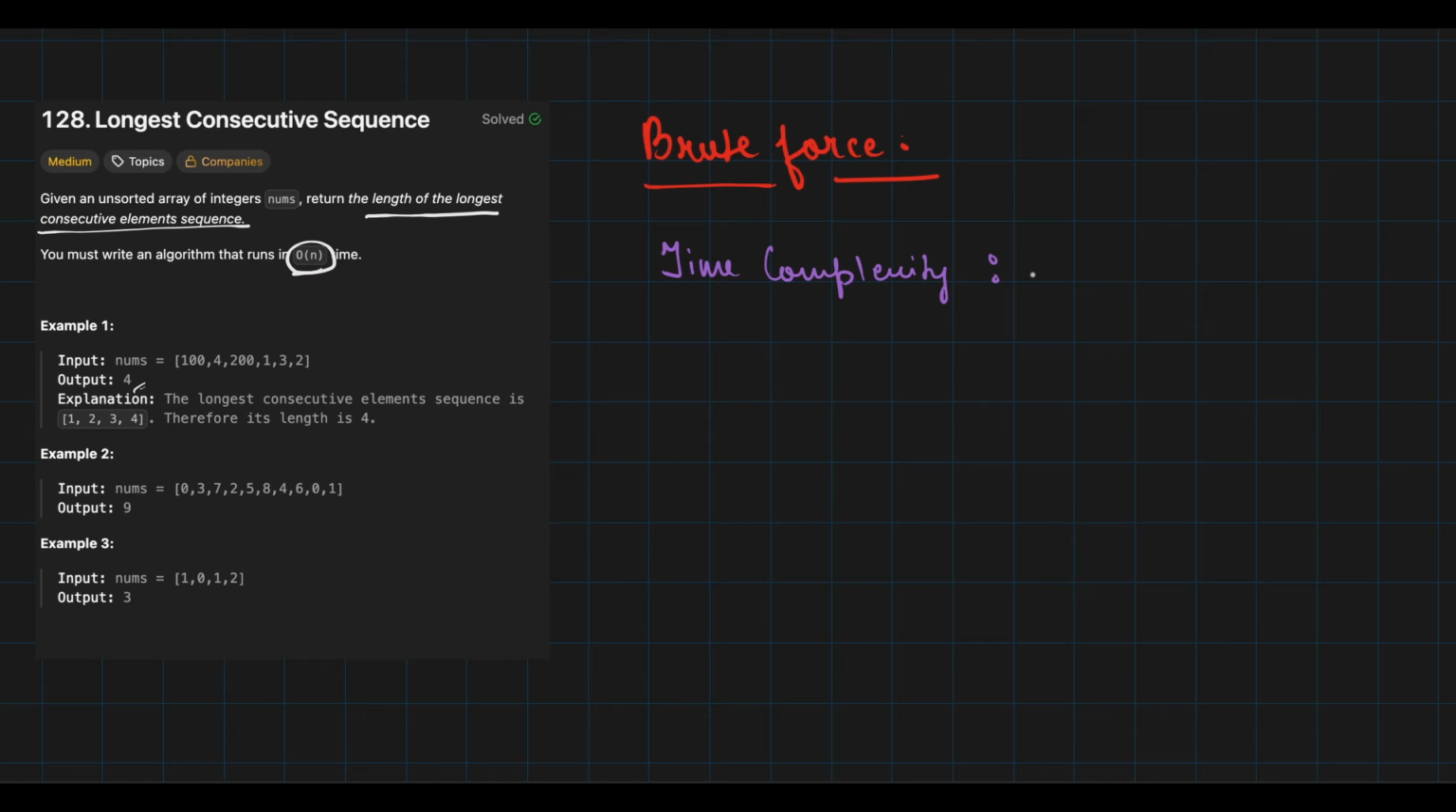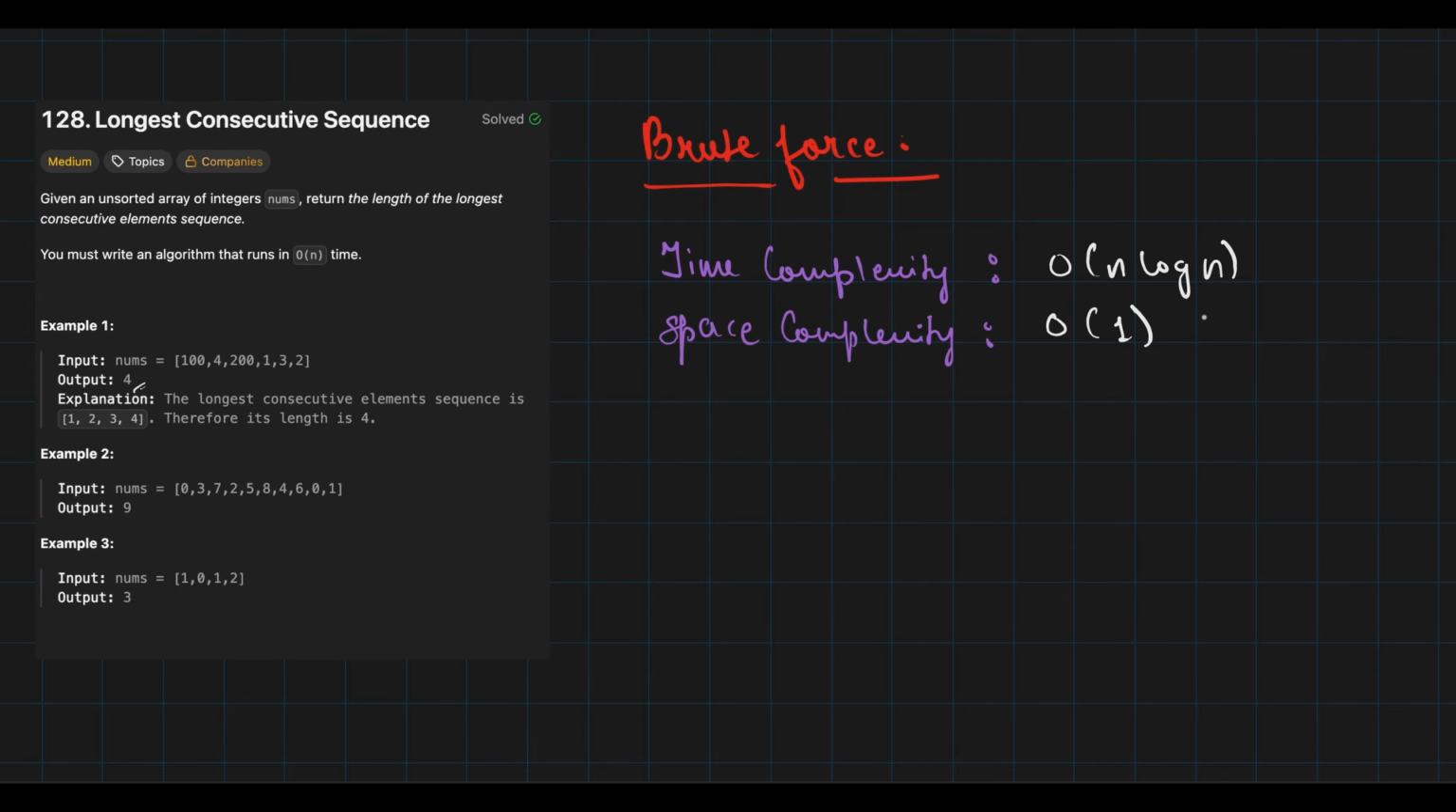So the time complexity for this solution will be O of n log n. That is because we are sorting the array, and the space complexity will be O of 1 as we are not using any extra space here. But the problem clearly states that we have to solve this in O of n time. So this solution won't be working. So we need to look for a better approach here.